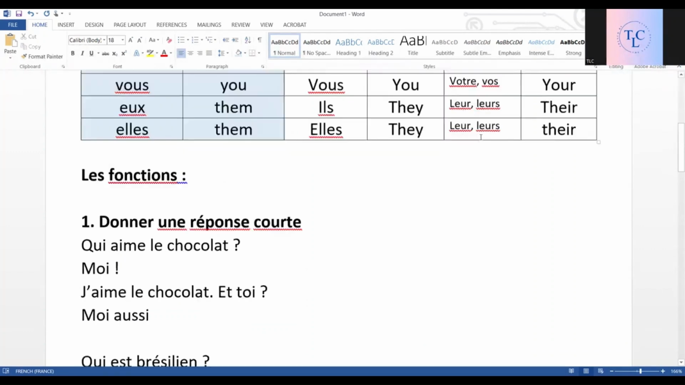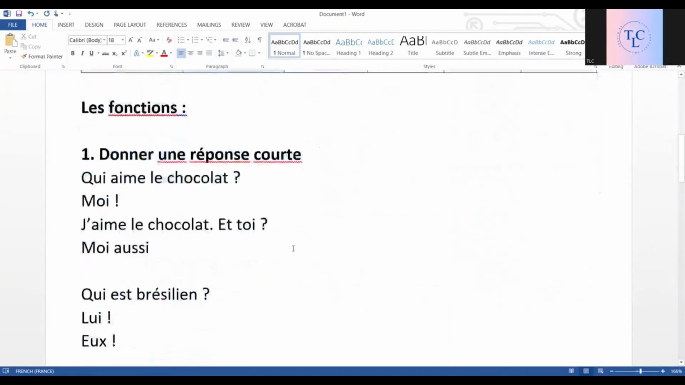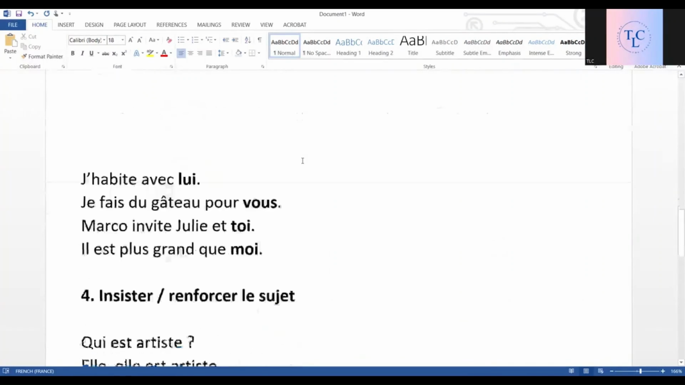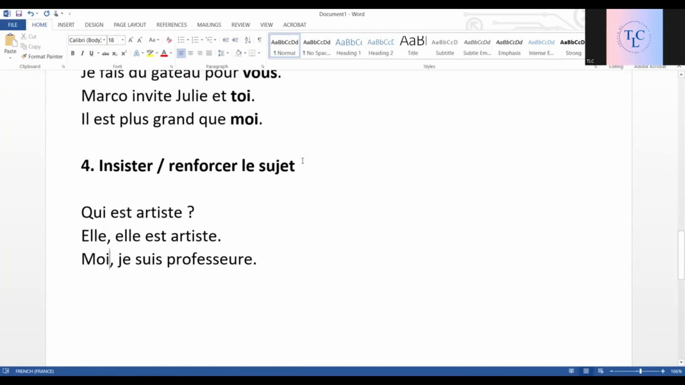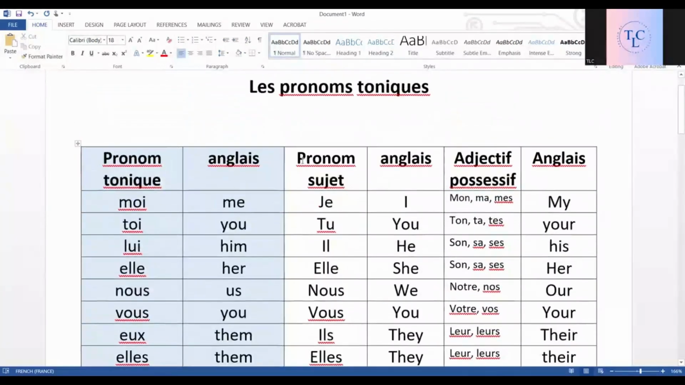And if you're understanding from the English translations, good. If you're understanding from the basic difference that I told in the beginning, that's also good. If you want to go by the functions, great. You will make no mistake. That's it for pronoms toniques. Nothing more. C'est tout. Merci.